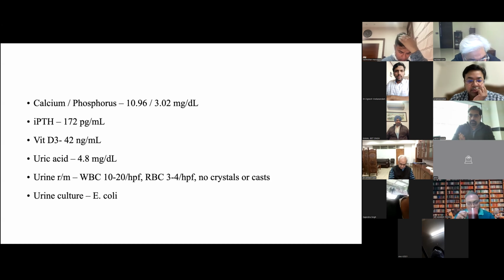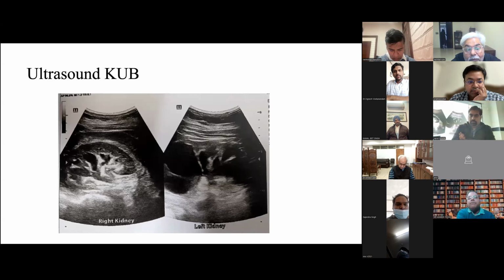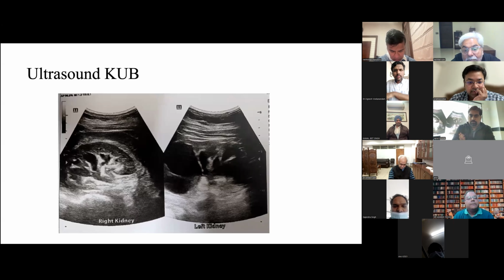Okay, so do we have an ultrasound? Yes, sir. These are the images of the ultrasound KUB of the patient.